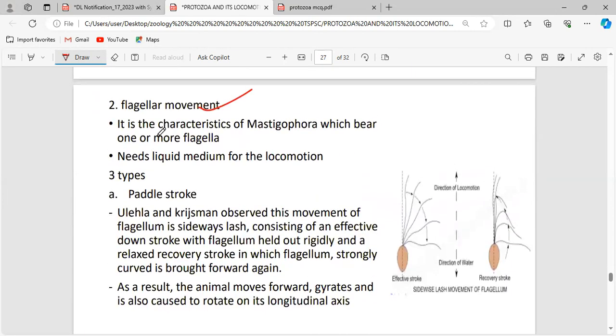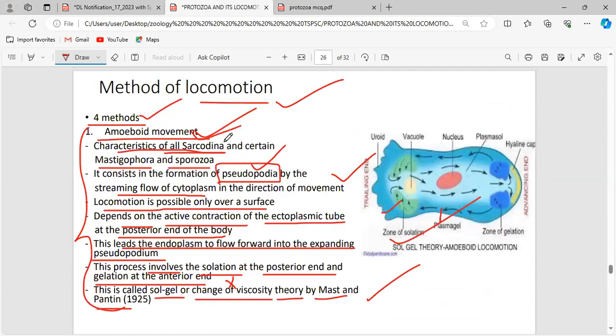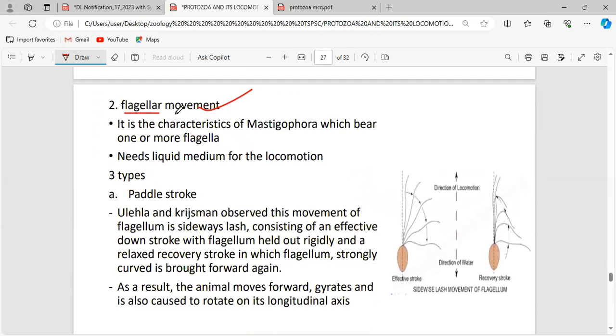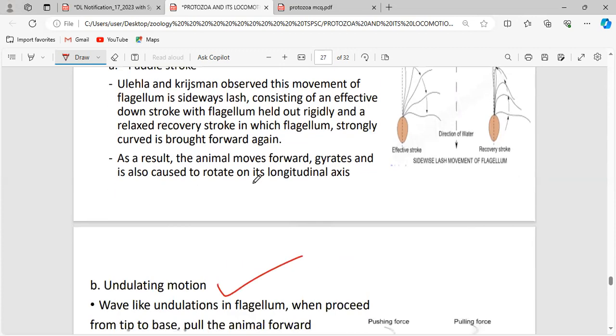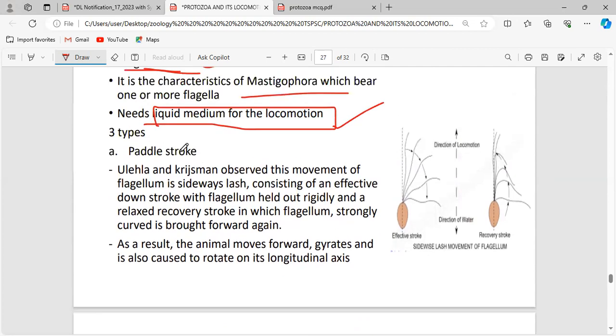Next, the flagellar movement. Amoeboid movement is followed by the Sarcodina and some of the mastigophorans and some of the sporozoans. In the same way, flagellar movement is followed by the Mastigophora. As the name suggests, Mastigophora is also called the flagellated protozoans. This flagellar movement needs a liquid medium for its locomotion. There are three different types of flagellar movement.